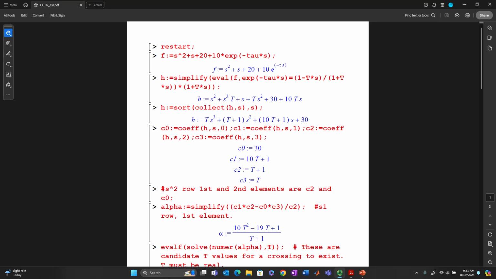And I have the original code if anyone wants to see it. It was just easier to kind of show this on a PDF file. So here's the starting point, the characteristic equation.